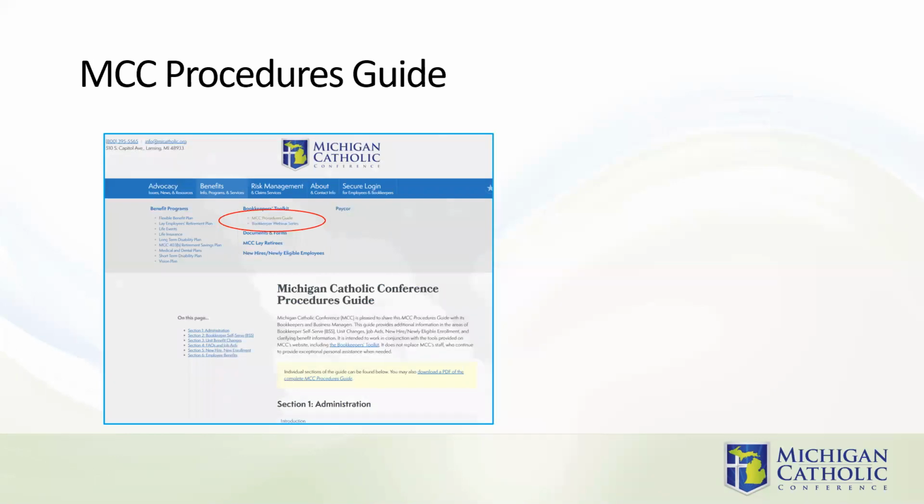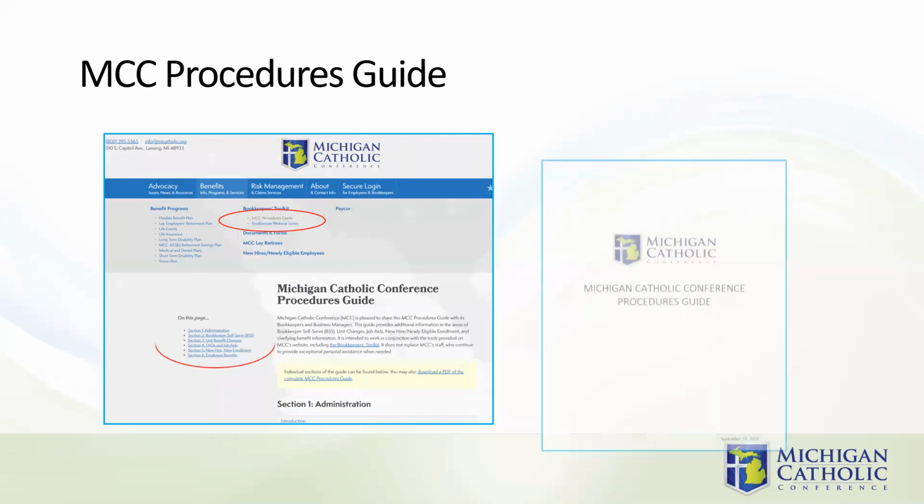Updated regularly, the MCC Procedures Guide provides you with additional information on current procedures, processes, and benefit-related information. It is intended to work in conjunction with the tools and information already available on the site and is a handy reference for you to use whenever you need. You can open, print, or download a PDF of the complete guide by clicking here. If you download the guide, please remember to check the online version occasionally for revisions and updates. You'll want to make sure you're always looking at the most current information available.